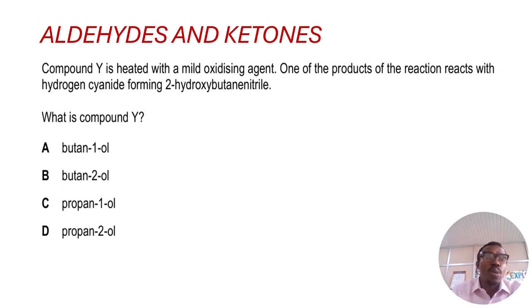So we are going to look at the options. Let's analyze compound A. Compound A is butanol. So A is not the answer because if you oxidize butanol, you are going to get butanal. So if you react with hydrogen cyanide, you are going to get a hydroxypropane nitrile because of the extension of the carbon atom on the nitrile group. So A is wrong.